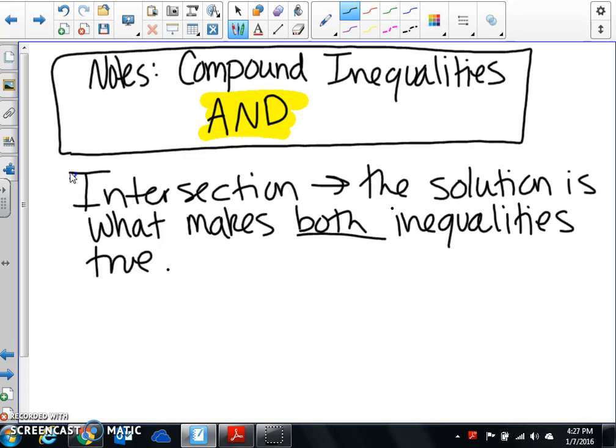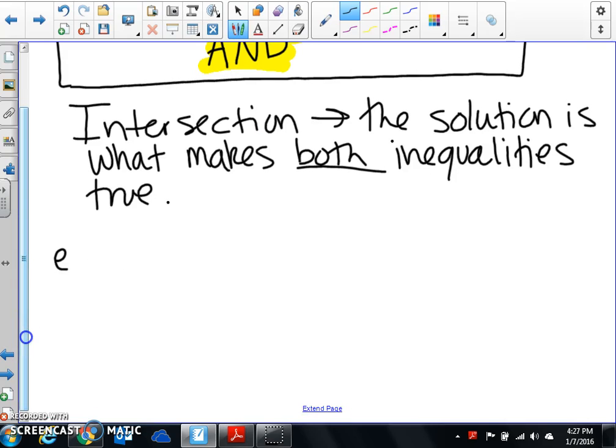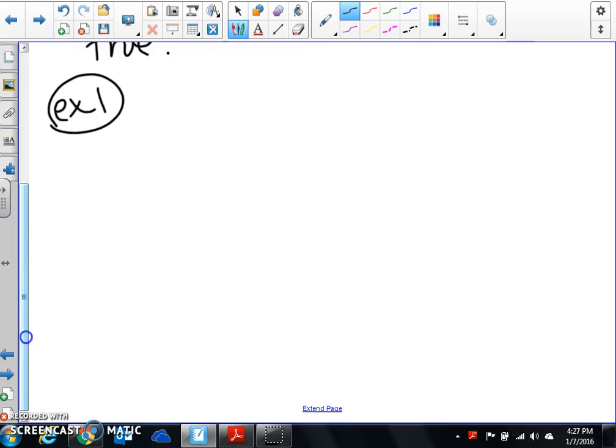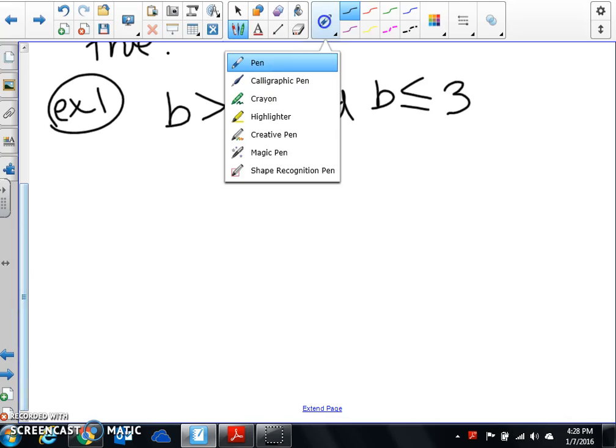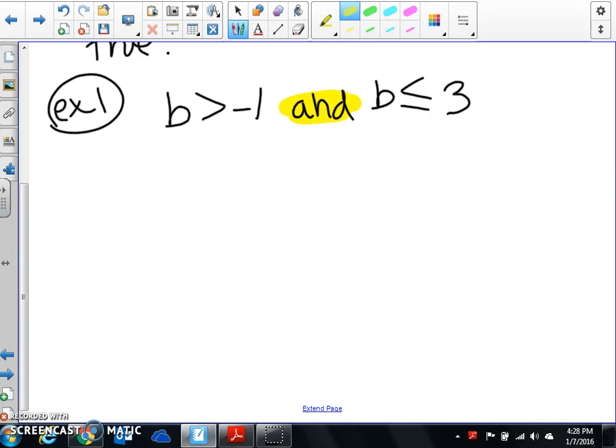Pretty much they're going to give us two inequalities. We have to graph them on the same line, and where the colors mix or where the lines overlap is going to be our solution. All right, example 1. If they give us b is greater than -1 and b is less than or equal to 3, immediately we see this and you're thinking, okay, "and" means intersection. So where they both are true.